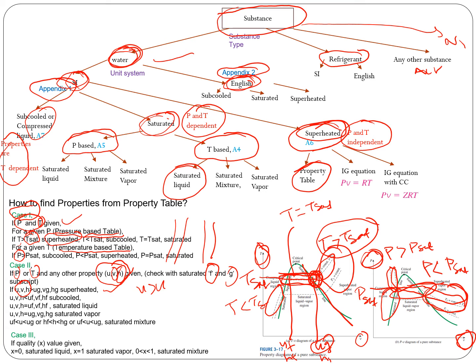And once you figure out it is in the superheated region, the next step is to go to the superheated table and get the value accordingly. So two steps. First is to find where it is. Next is to go to the table and get the value of the property.